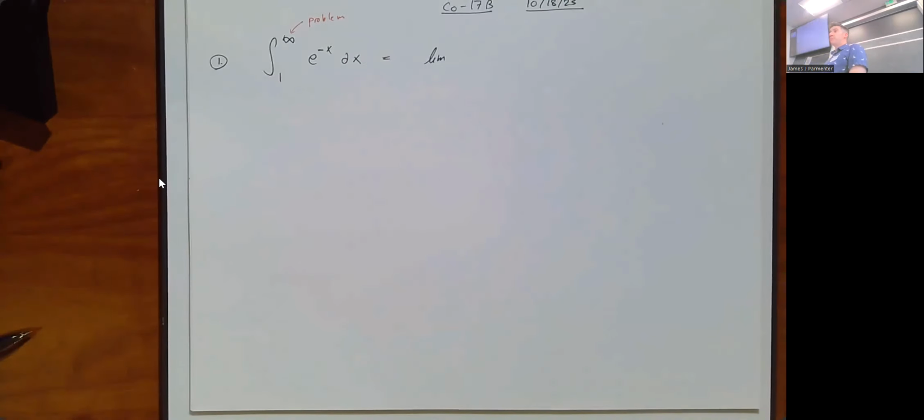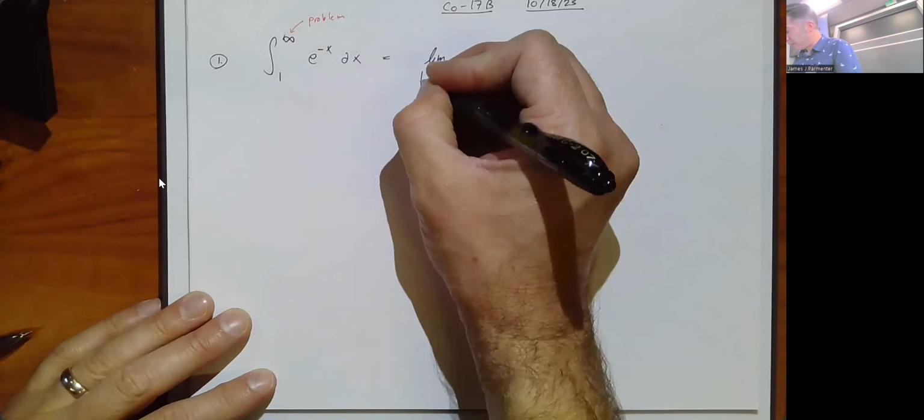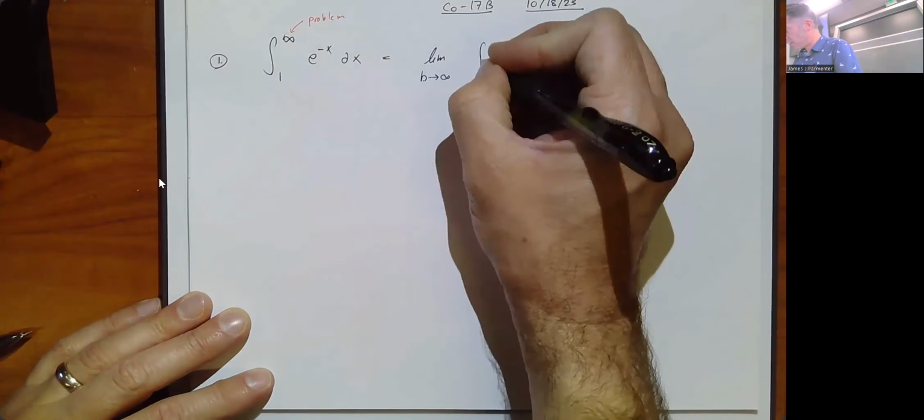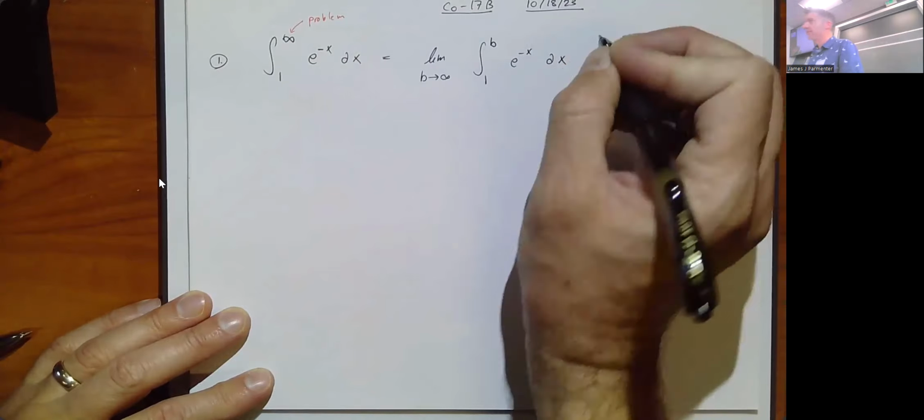Most people like to use a B for the upper limit, an A for the lower, although people use T or Z or whatever. You can really use any letter that you haven't already used. You shouldn't use X. Limit as B approaches infinity of the integral from 1 to B of e to the negative x dx.